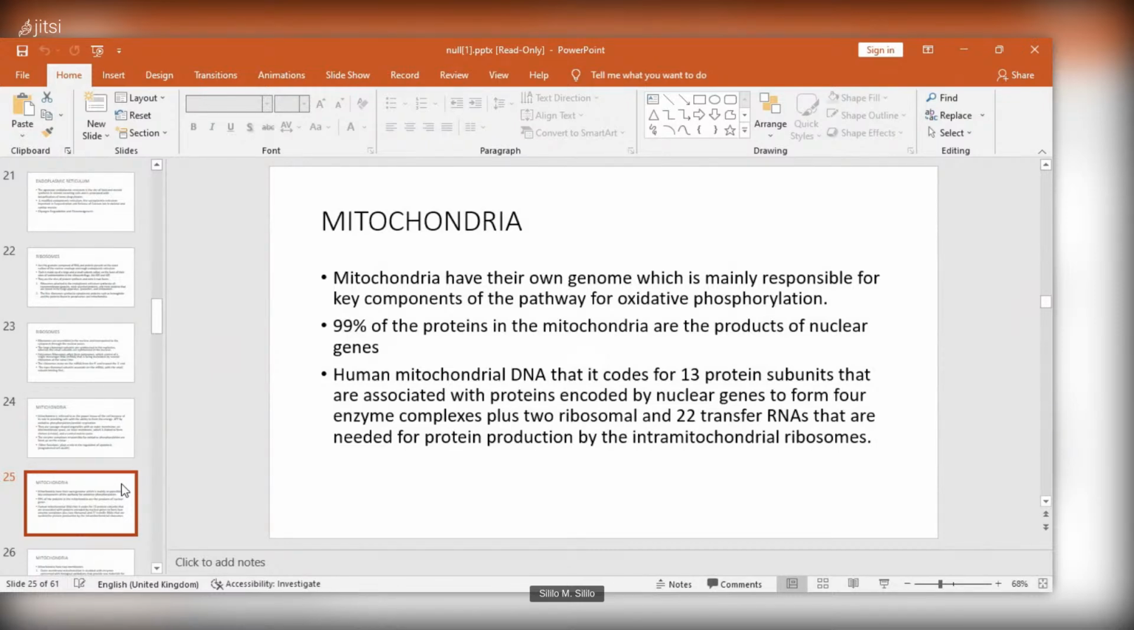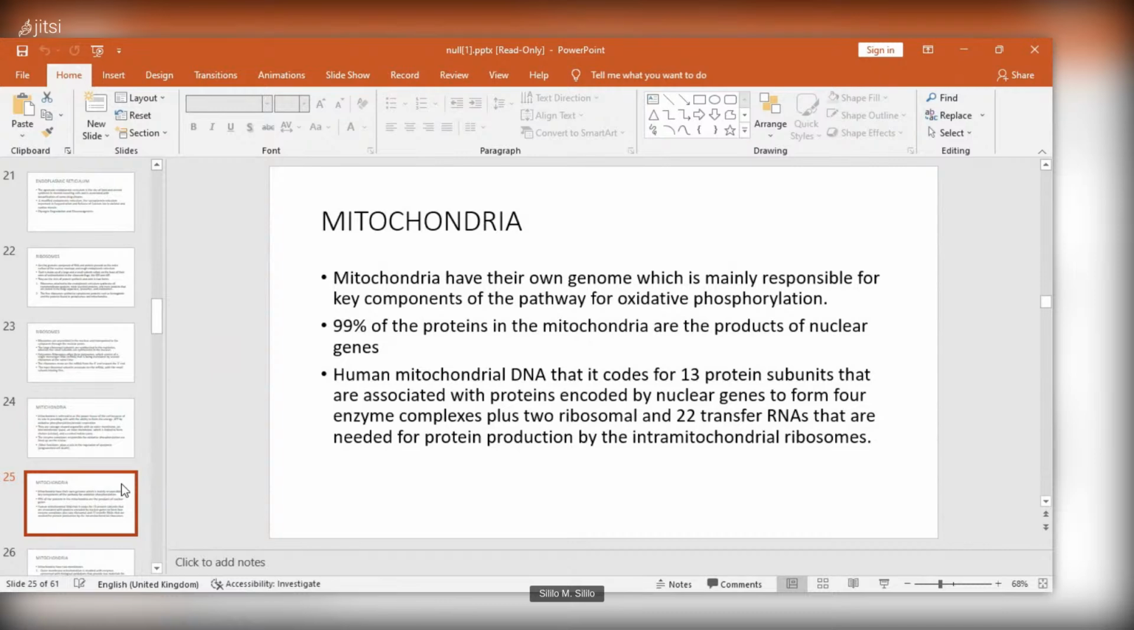That next bullet is saying that, remember we said that the mitochondria has DNA, but even if this mitochondria has DNA, 99% of the proteins found in the mitochondria are products of nuclear genes, which ribosomes produce proteins that are found in the mitochondria. The ones that are on the ribosomes or the free ribosomes. The free ribosomes, isn't it? Yes.